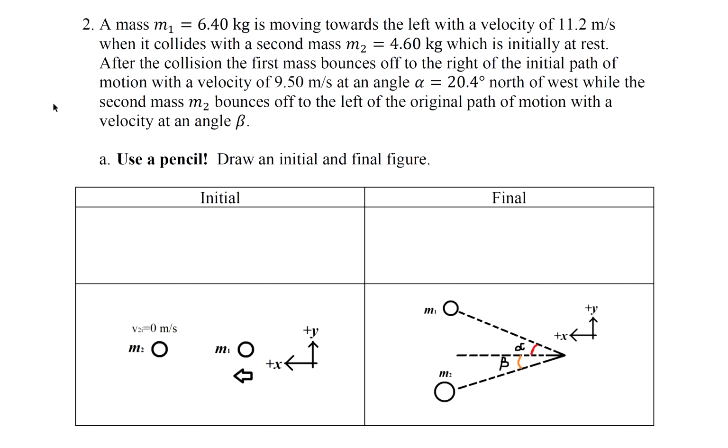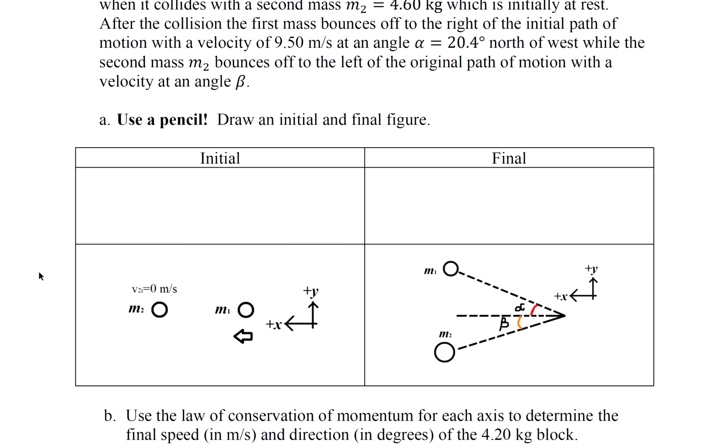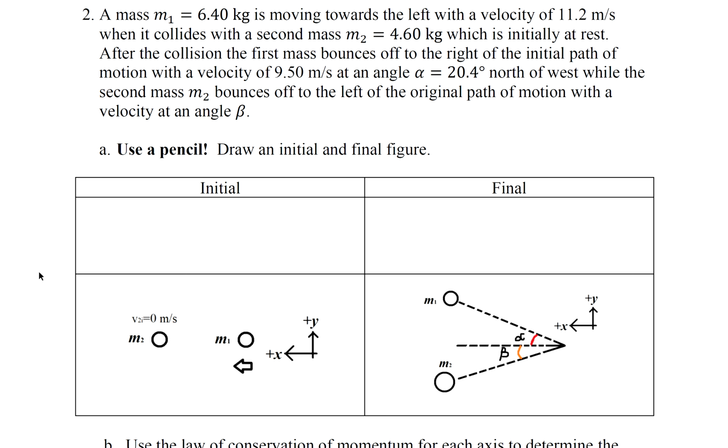So part A, draw initial and final figures. So I'm going to let positive x be to the left to minimize my positives and negatives. And this is what I got here. M1 is moving west. M2 is at rest initially. And finally, M1 is going to move somewhere to the northwest, and M2 is going to move somewhere to the southwest.